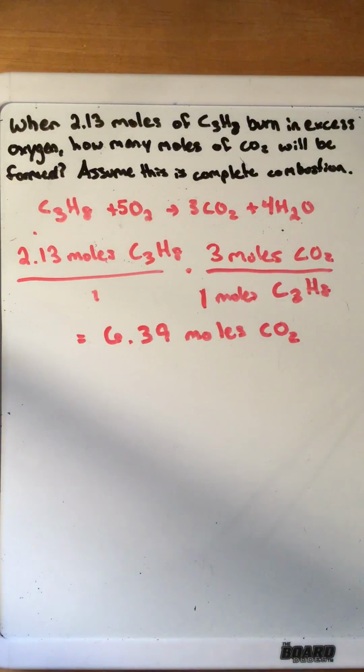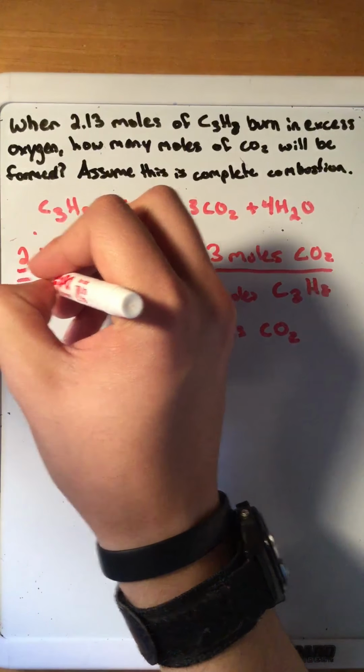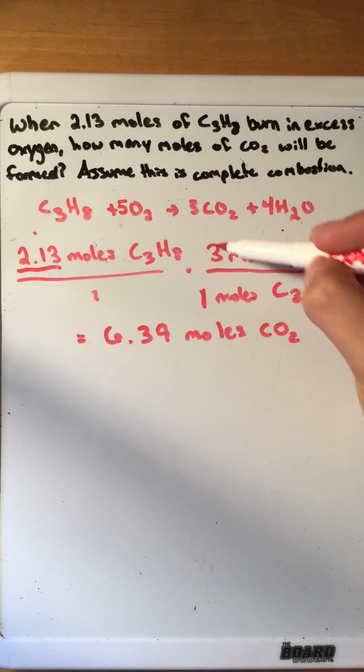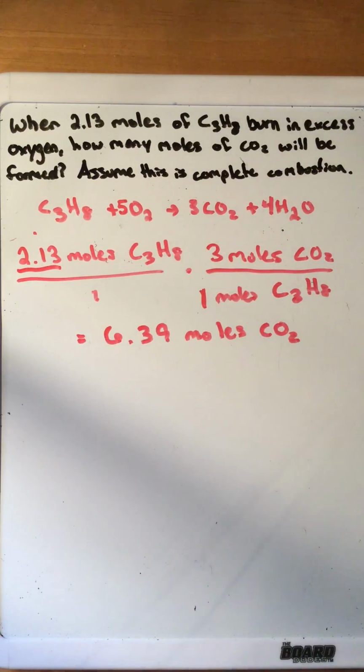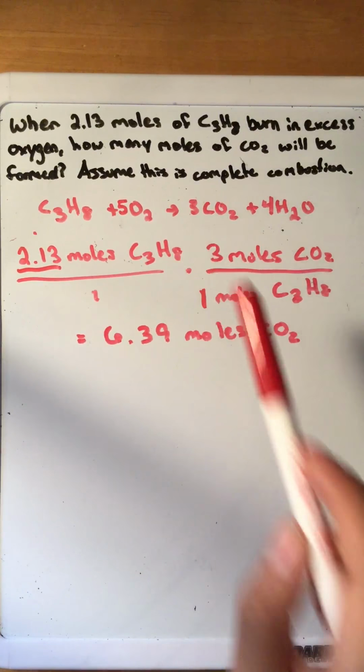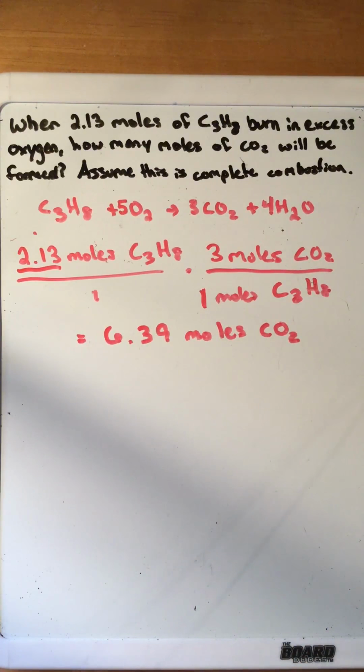CO2. And as far as significant figures go, this is the only number that really counted because these are exact numbers. They're whole numbers. We don't need to worry about those. So we have 3 significant figures. We multiplied so we can stick with 3 significant figures there. And that's our answer.